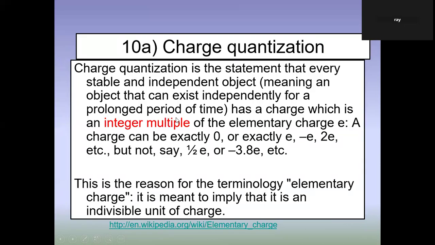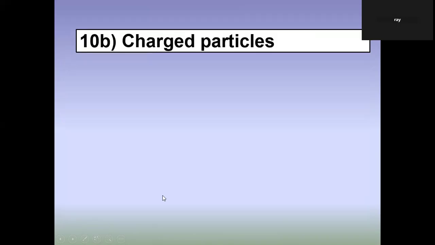Quantization means that you can find 1 electron, or 2 electrons, or 3 electrons, but you cannot find half an electron or minus 3.8 electrons. Elementary charge means that you cannot divide any more. This is the smallest it can go.